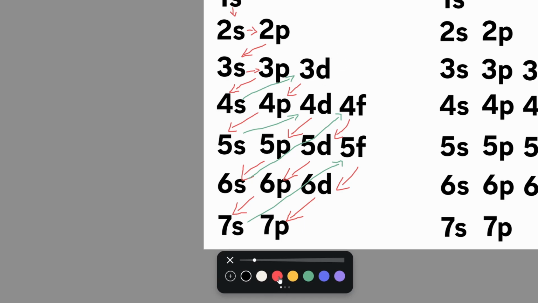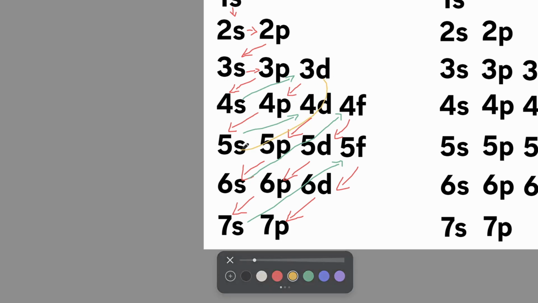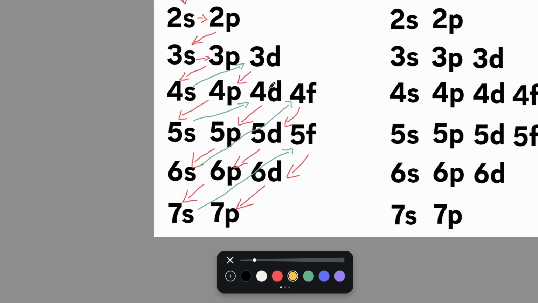Please note, and this is a common mistake, that when you're going to 3d, and let's say you have enough electrons to fill 5s, you would first go to 4p and then to 5s. You don't go straight to 5s, just because 4p is a lower energy level than 5s. That's just how it works.